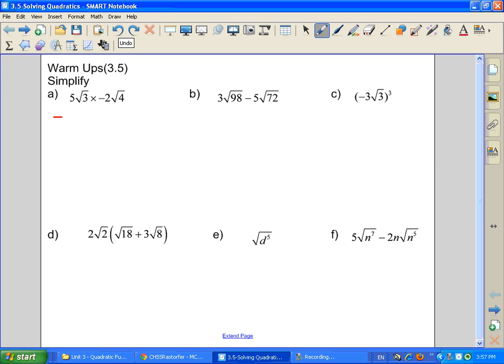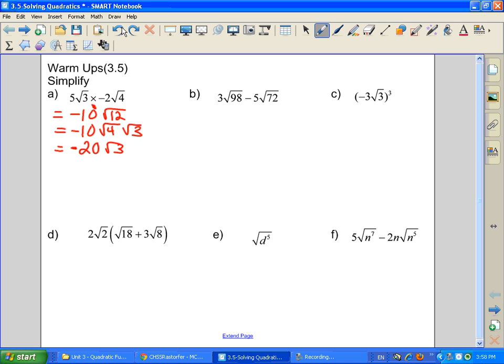Let's try this again. So again, when we're simplifying, it asks you to multiply. You may also see a dot, I think in your textbook, I can't remember, but a dot also means to multiply. So 5 times -2 is -10. Root 3 times root 4, which is root 12. You can then simplify that. So it's going to be -10 times root 4 times root 3, which equals -20 root 3 when you bring the root 4 over, or out, okay?